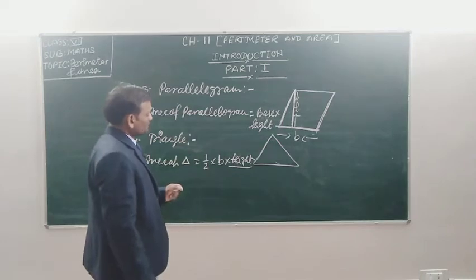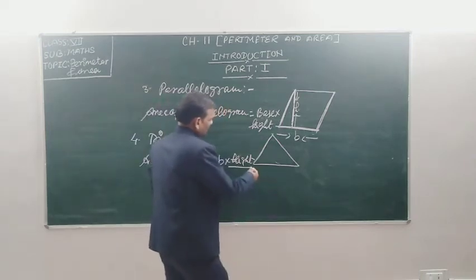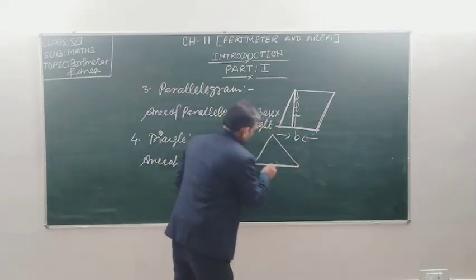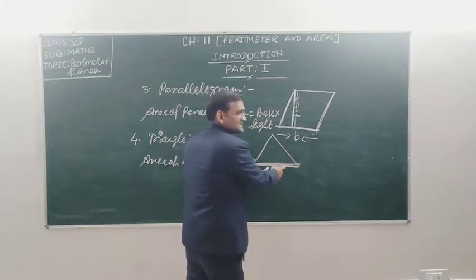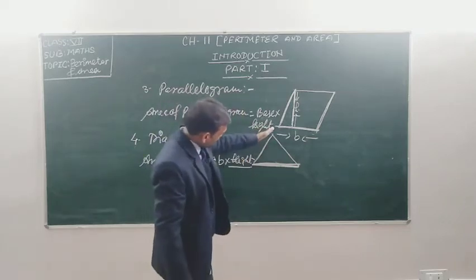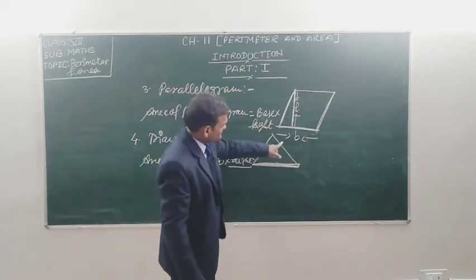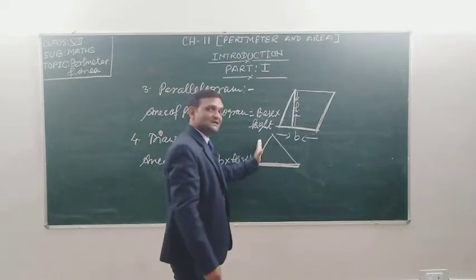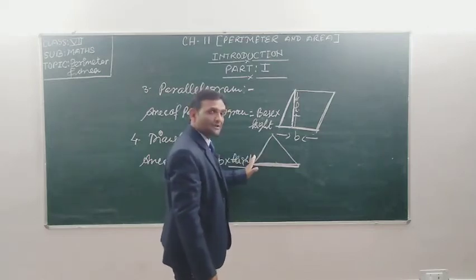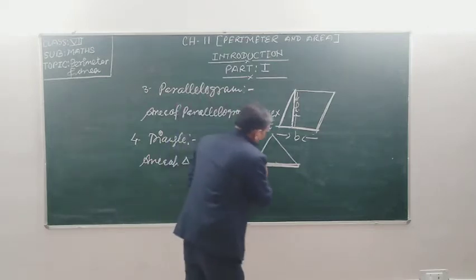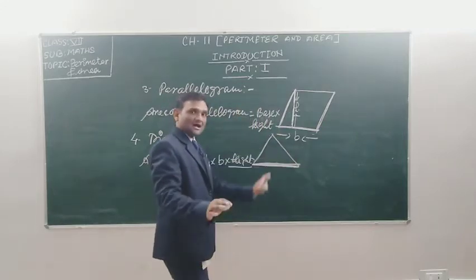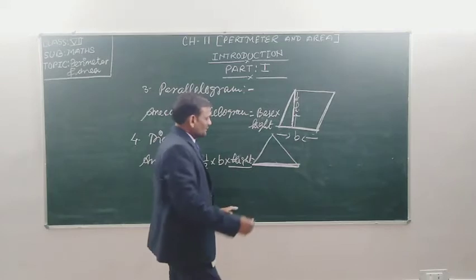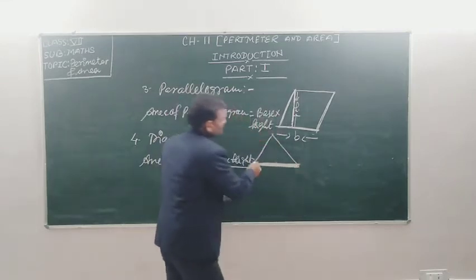So student, you can assume this is the base. Why? Because these two sides depend on this side, so this is the base. But here I am taking this as the base, student. You can assume this side and this side also as the base, but here I am taking this side as the base.